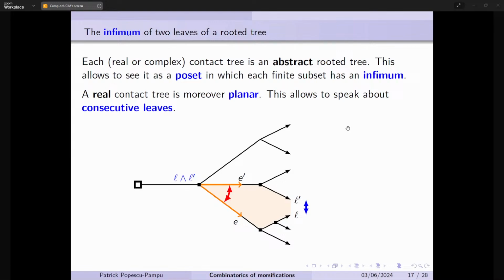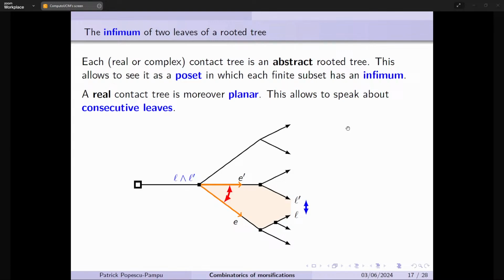And if you have two incomparable points, so these two leaves L and L prime, you have their infimum, which is the greatest lower bound, which can simply be obtained topologically by joining the root to both of them and seeing where the two geodesics bifurcate. And they bifurcate here, and this is the infimum of L and L prime. This game of taking infima of points can be done on the complex tree. So also for the real one.